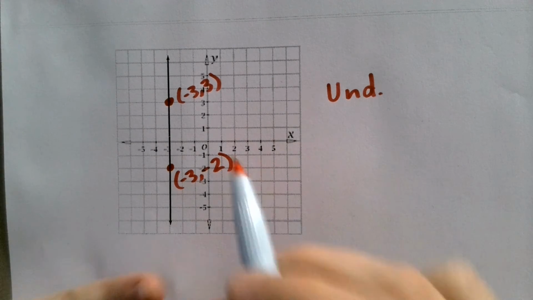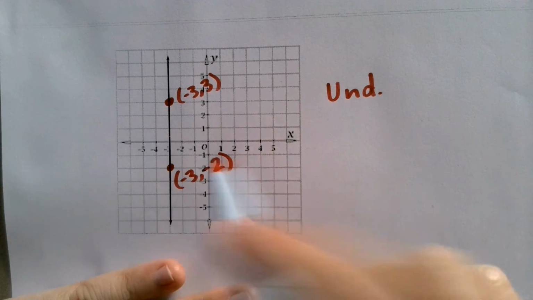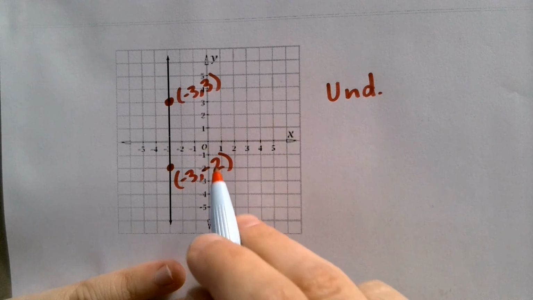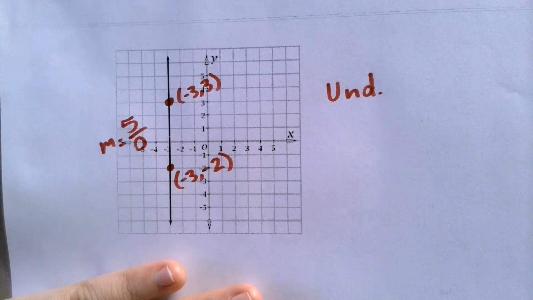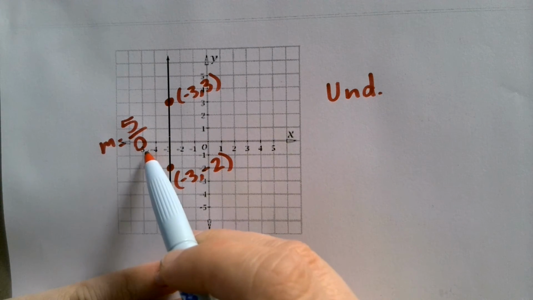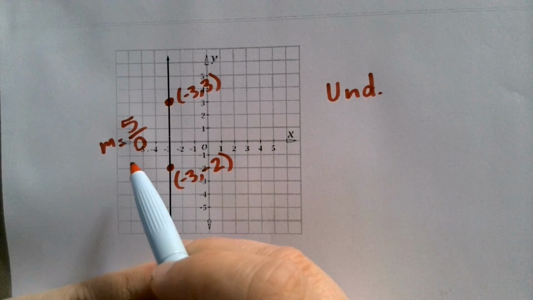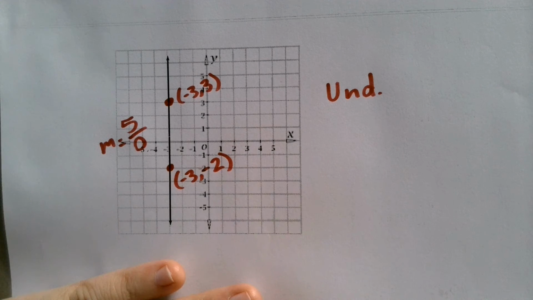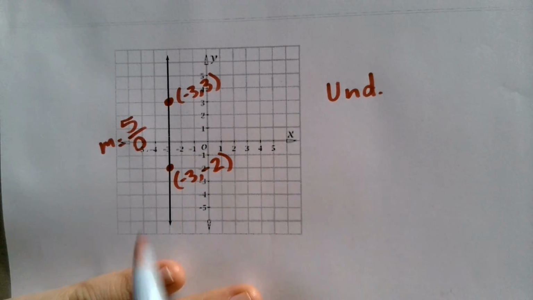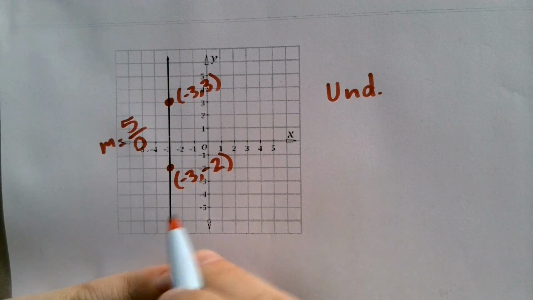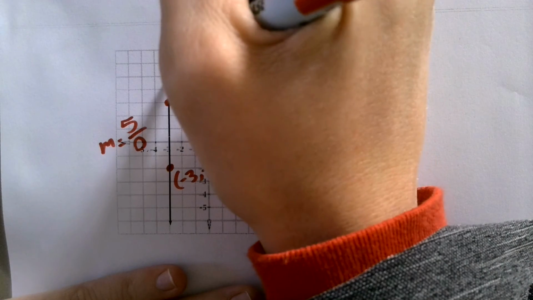No matter which 2 we choose, our rise, or the difference between our y's, is going to be a number. So for these, my rise is 5. My run is always going to be 0. So this is why the slope is undefined, because it didn't run any. I can't divide by 0. I get undefined.